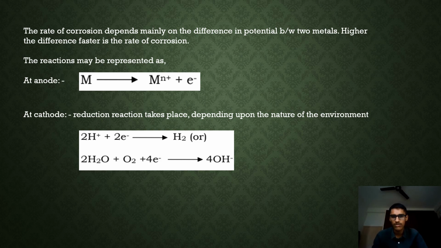At anode, the metal oxidizes and becomes ions, but at the cathode, the reaction takes place depending upon the nature of environment. If the nature is acidic, hydrogen ions form hydrogen molecules, and if the nature is alkaline or neutral, the water molecules react with oxygen and give hydroxide ions.